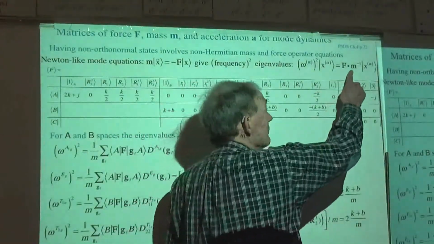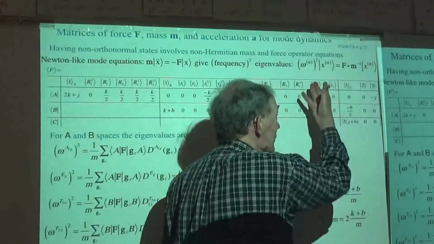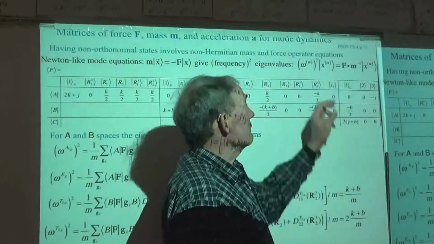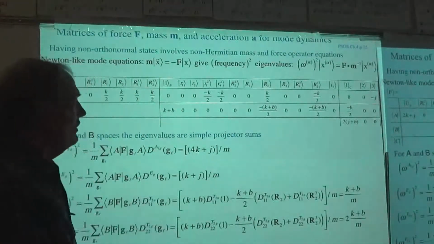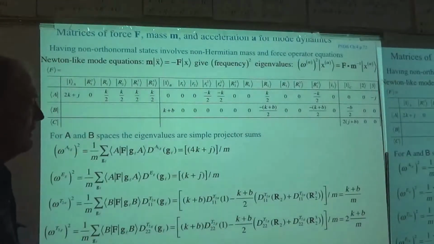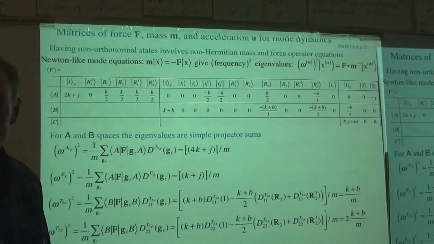So F times m inverse is the acceleration matrix, and its eigenvalues are frequencies. So that's kind of cheesy, I have to admit. But, you know, beggars can't be choosers.